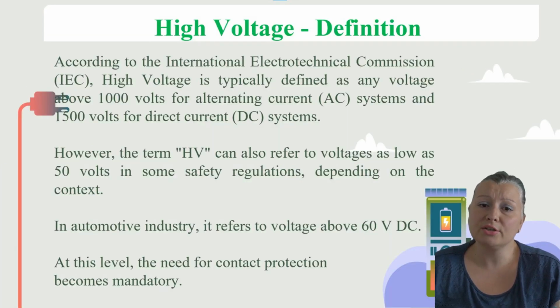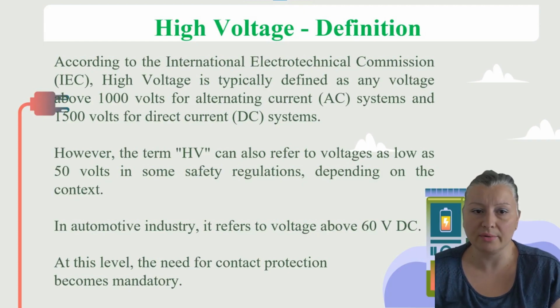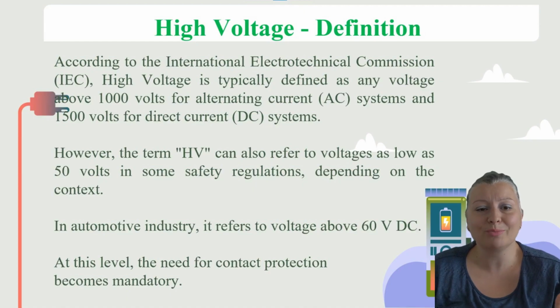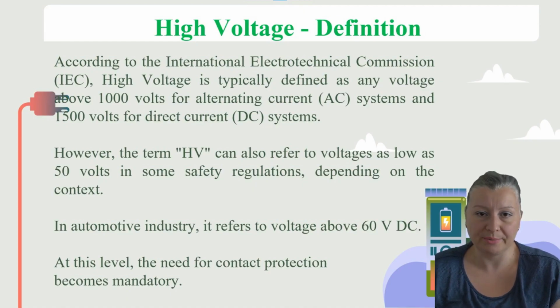According to the International Electrotechnical Commission, high voltage is typically defined as any voltage above 1000 volts for alternating current and 1500 volts for direct current. In automotive industry, it refers to voltage above 60 volts direct current. At this level, the need for contact protection becomes mandatory.